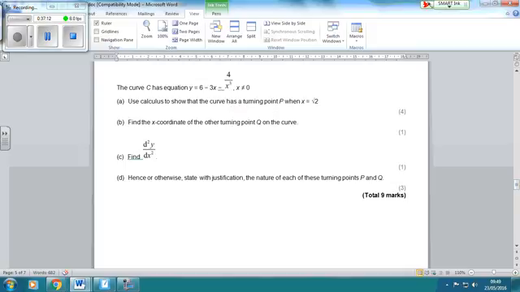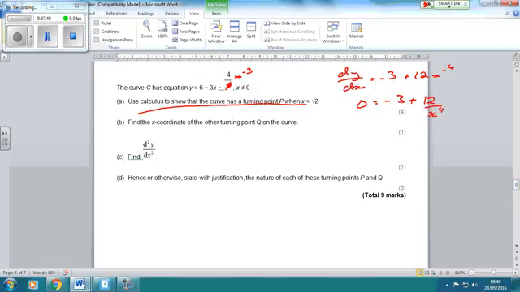Right, so the next one: use calculus to show it's a turning point, so I'm going to differentiate it and set it equal to 0. So dy by dx equals, the minus 3x goes to minus 3, and then plus 12x to the minus 4, set equal to 0, so 0 equals minus 3 plus 12 over x to the power of 4.